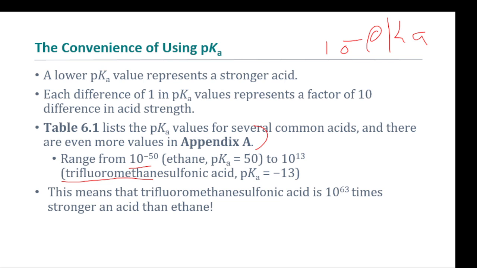We're not limited to 0 to 14 by any means. Okay? These are actually mostly our limits in organic chemistry. You'd have to really contrive a situation to get past that. This actually means that trifluoromethane sulfonic acid is 10 to the 63rd times stronger an acid than ethane would be. Okay? Both of them are acids in the organic sense. Both of them can donate protons. But that's the sort of differences we can look at, okay?